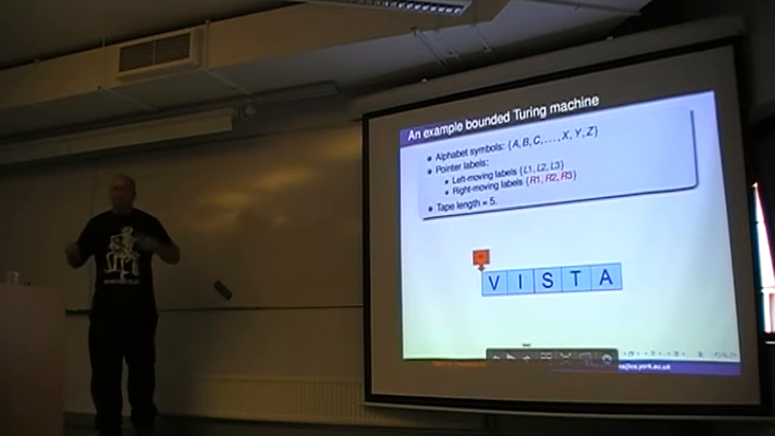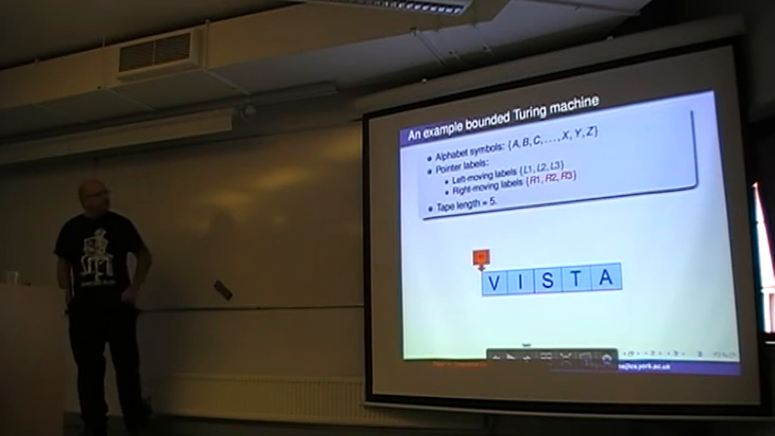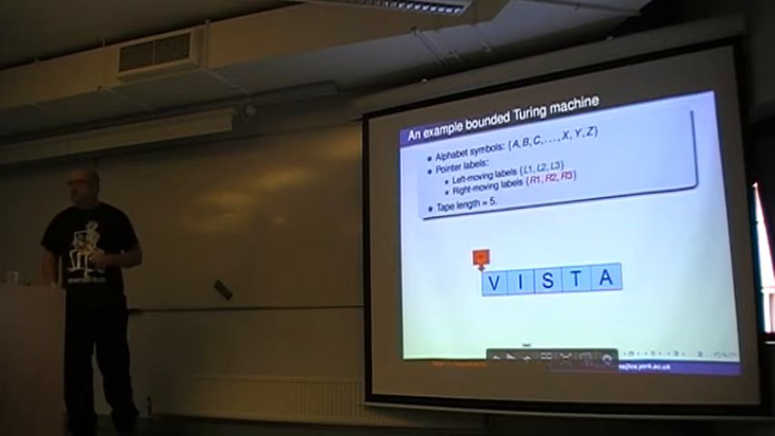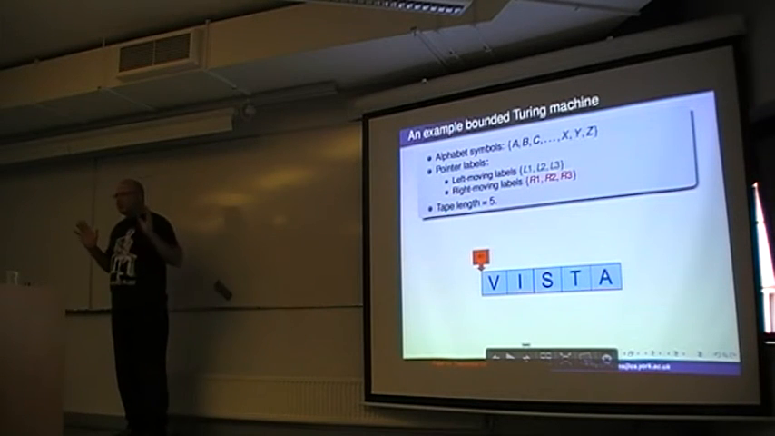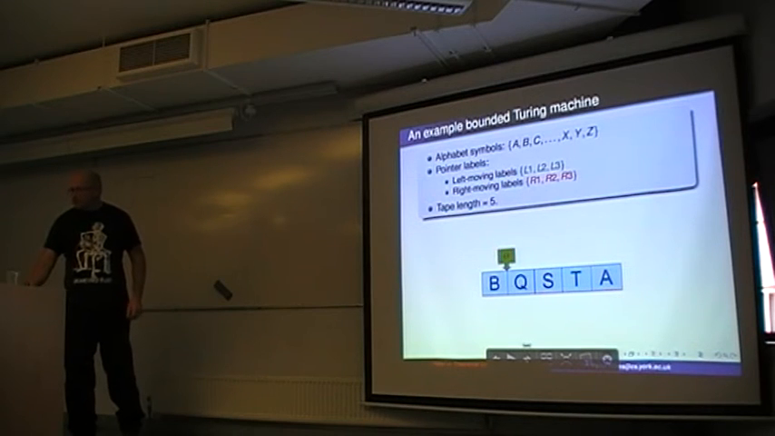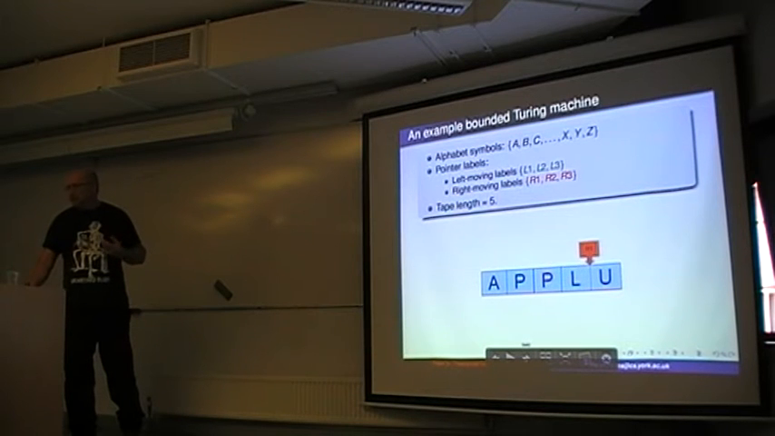Okay, so here's an example, just to clarify. I'm going to take the notion of alphabet kind of literally here. I have an equal set of left-moving and right-moving labels. We write our problem on the tape, and we let it evolve according to the transition function, and we move backwards and forwards over the tape, changing label and symbol as we go, until finally we've replaced our problem by our solution.